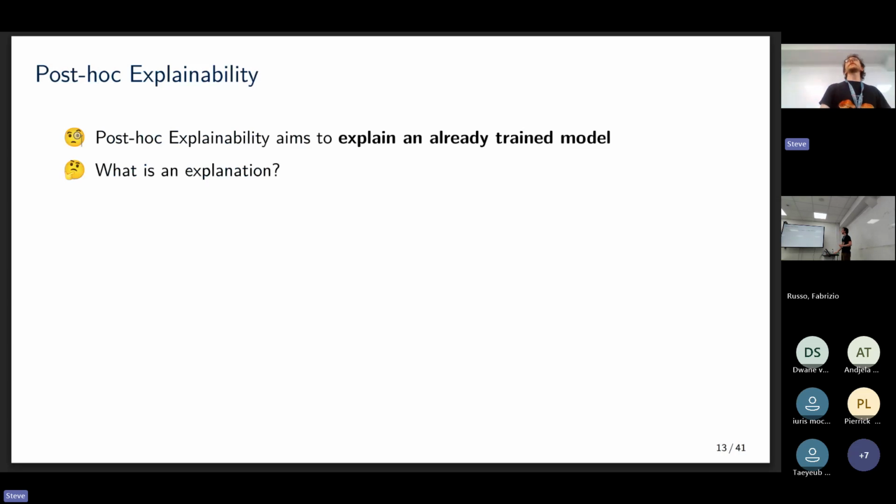And of course, post-hoc explainers aim to explain an already trained model. So the pipeline is that you can train your favorite GNN and then you plug in a post-hoc explainer to try to reverse the decision process. But what is an explanation for the graph domain? What are we talking about? And how does it look like?